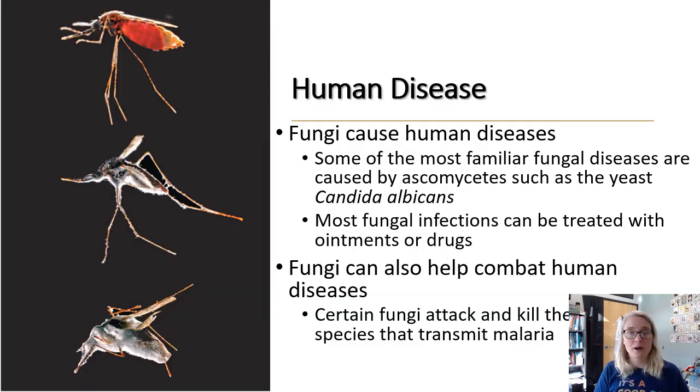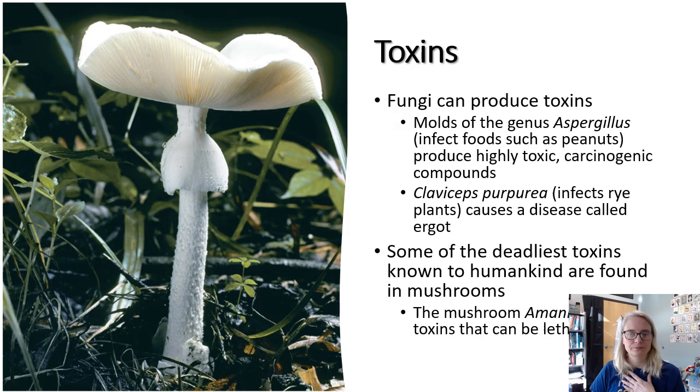We can benefit with some of our human diseases by how fungi can attack some of our vectors. In the protists chapter, we talked about malaria being one of the parasites that kills millions of people every year. It is transmitted by a mosquito. So there are some fungi that can attack and kill the mosquito that causes malaria, which helps protect human lives. I had already mentioned yeast infections. A lot of times they can be treated by antifungal medications and creams if it's a skin infection.